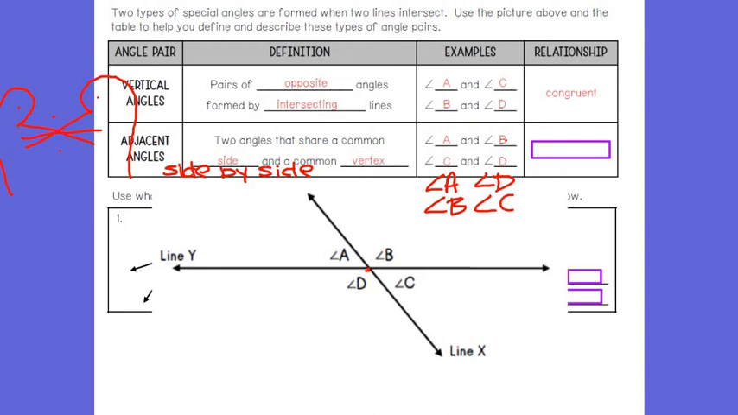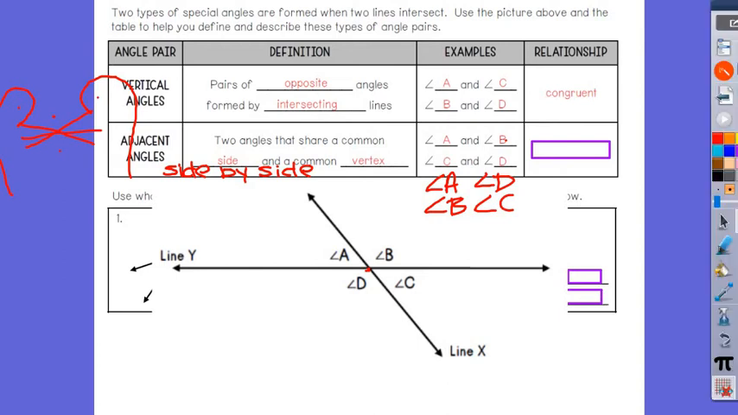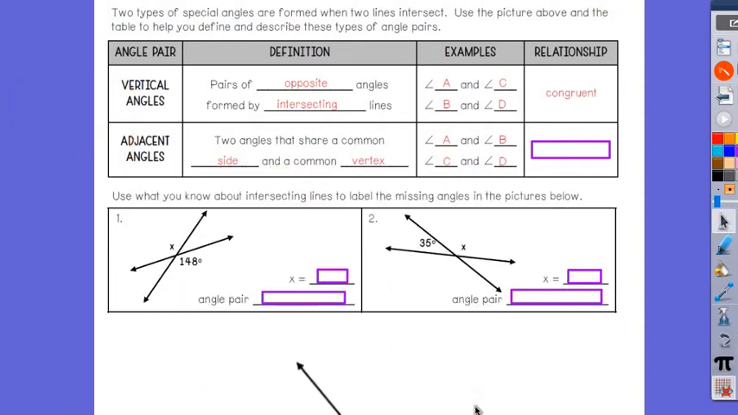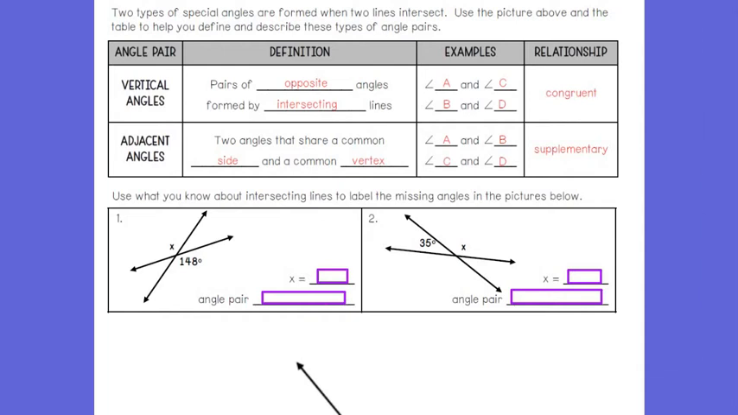All right. So let's take a look at some examples using our vocabulary words. Adjacent angles, most of the time, not all the time, are supplementary. So they follow the same rules. There could be adjacent complementary angles.